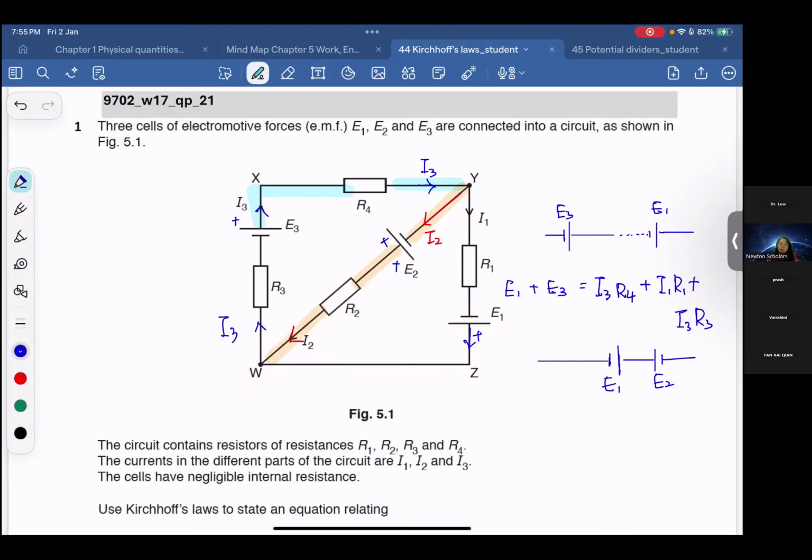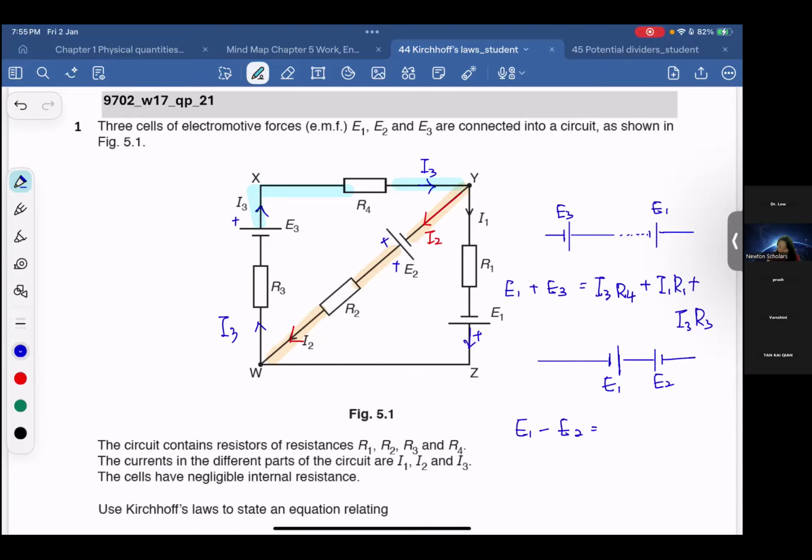We should use one of them minus another one, bigger minus the smaller one. Okay, but we don't know which one is the bigger one. The overall current, how it flows, we don't know unless they provide it to us. So it doesn't matter. We're just using E1 minus E2. They accept if you use E2 minus E1, no problem.